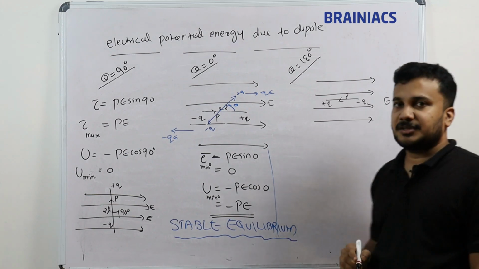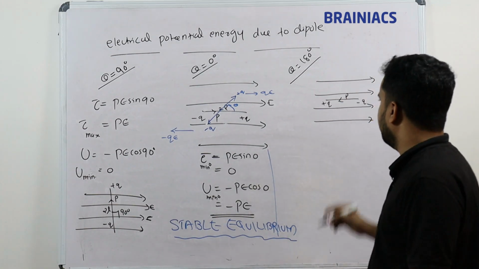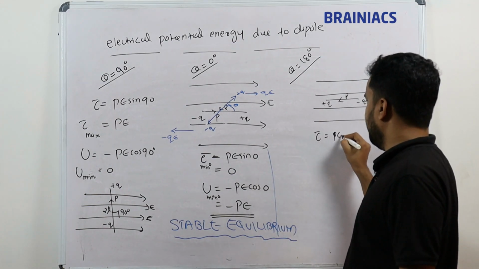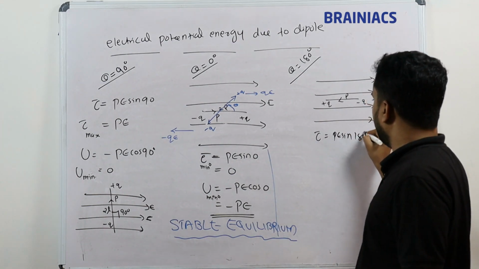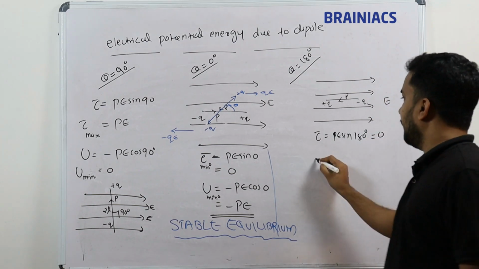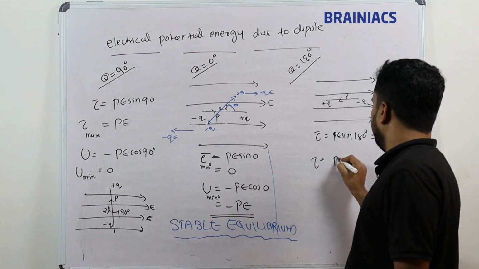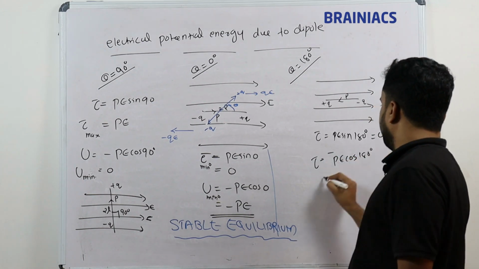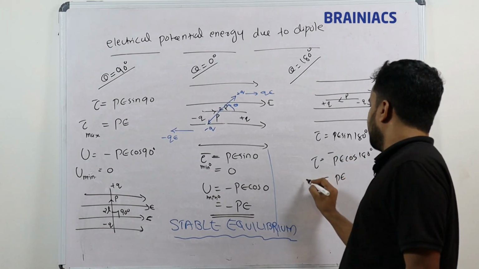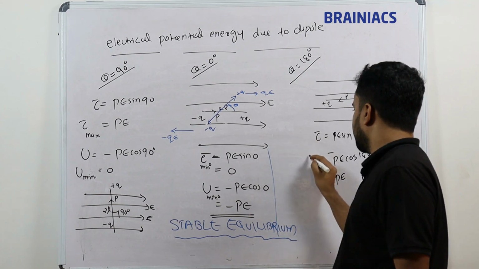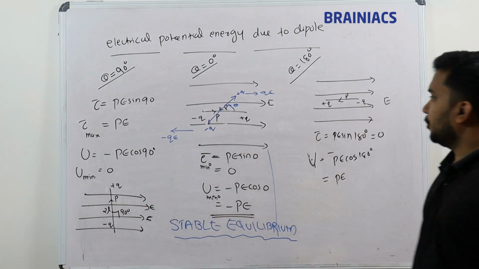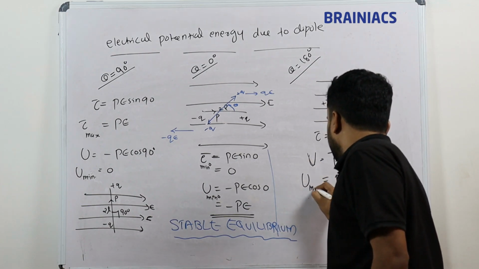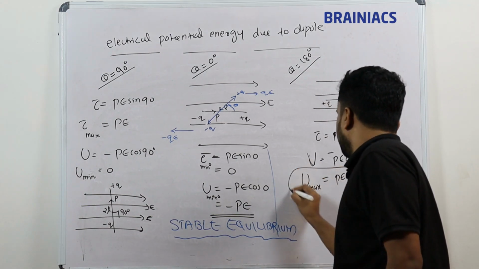If such a case exists, what will happen? Both are in opposite directions, right? So torque is equal to what? PE into sine of 180, which is equal to 0, and the potential energy will be minus PE into cos 180. So this is not torque, this is the potential energy U, and the potential energy at this stage will have a maximum value.